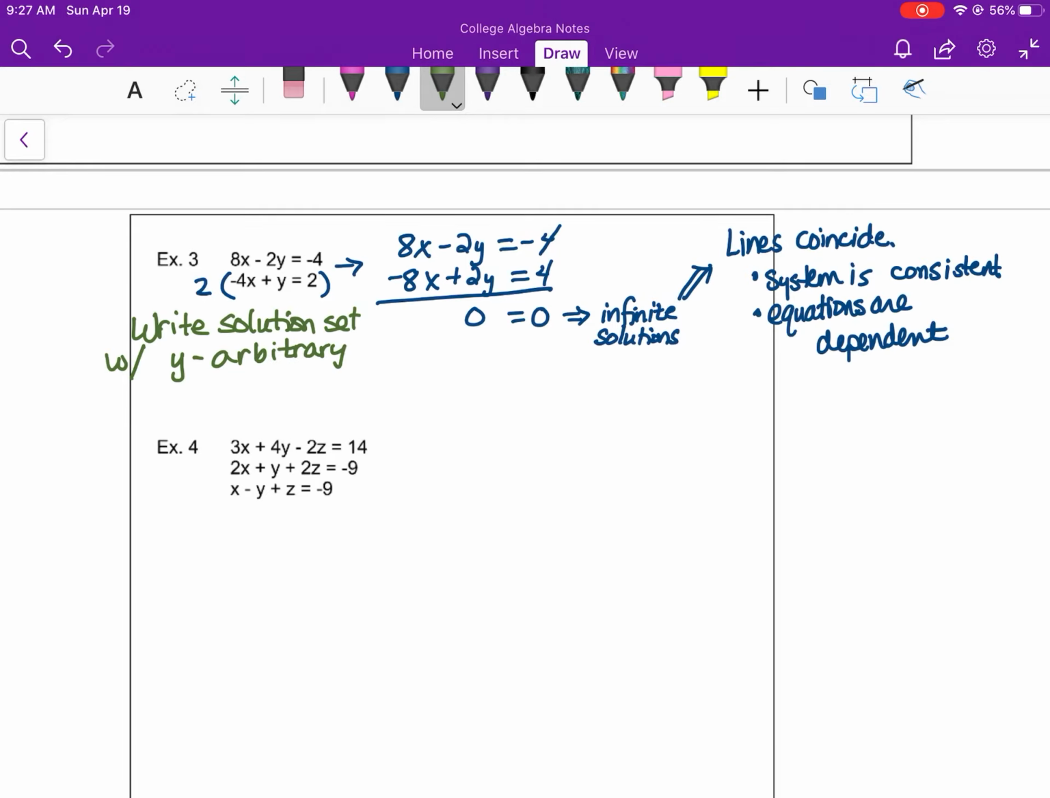That means we're going to write basically a formula to generate all the ordered pairs that fall on that line. Remember, these two equations name the same line. So what we're going to do is solve one equation for x. Take either of your equations and solve it for x.